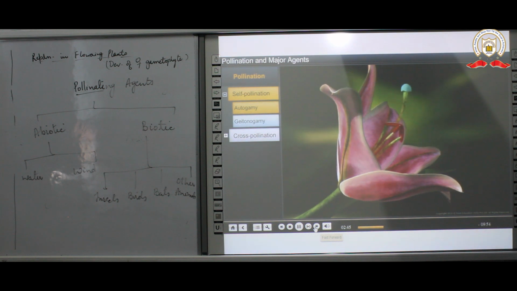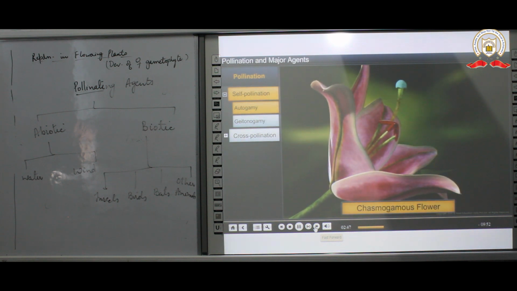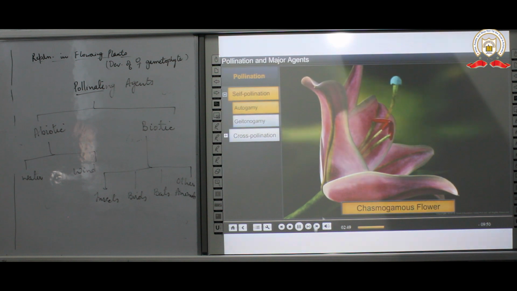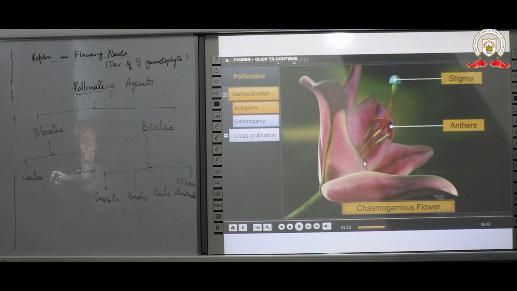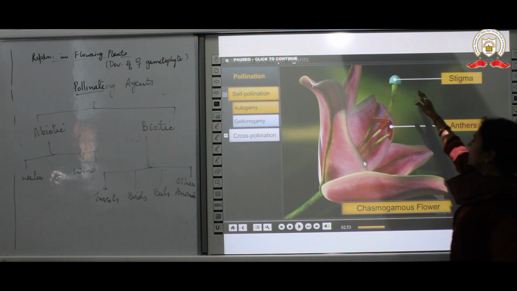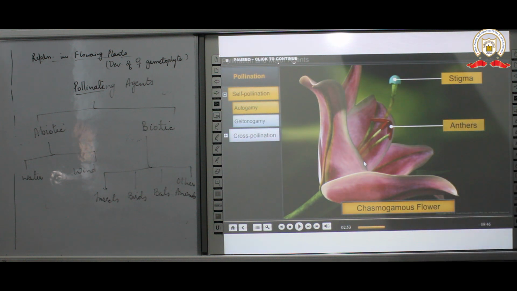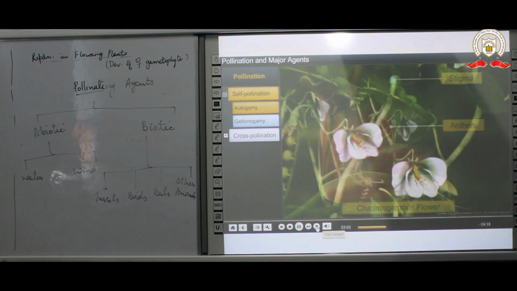Autogamy, however, is rare in chasmogamous flowers, which open and expose their anthers and stigma. Now, chasmogamous flowers are normal flowers which have exposed anthers and stigma. So they are just like the other normal flowers. And it requires synchrony between pollen release and stigma receptivity. Right, children? So these are both very important points.